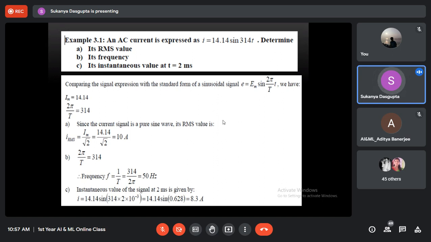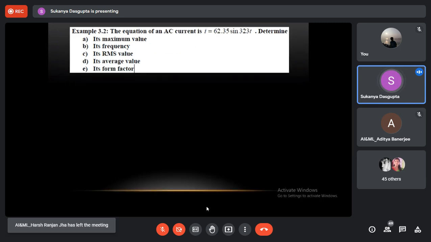And to get the instantaneous value, what we'll do, you will just put t equals 2 milliseconds in this expression. That means the instantaneous current value at t equals 2 milliseconds will be given by 14.14 sin within bracket omega t. So 314 is omega into t, which is 2 milliseconds. Calculating this, we'll get 8.3 ampere. So 8.3 ampere is the instantaneous value of this current signal. At a particular instant, 2 millisecond, the current will be calculated as 8.3 ampere.